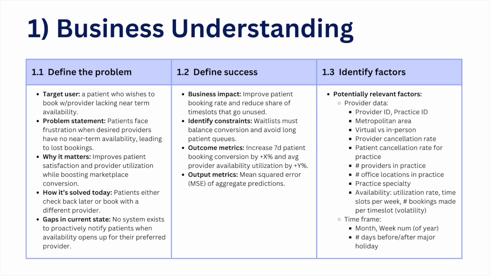Currently, the problem is partially addressed by suggesting other providers or encouraging users to check back later, but this solution is neither personalized nor efficient. To define success, we'd look at two key metrics: improving 7-day booking conversion rates and maximizing provider slot utilization. These directly tie to measurable outcomes like higher patient conversion rates and reducing unbooked time slots for providers. Additionally, relevant factors influencing the model include provider-specific data like cancellation rates and time slot fill trends, and external temporal variables such as holidays or seasonality, which can impact appointment behaviors.